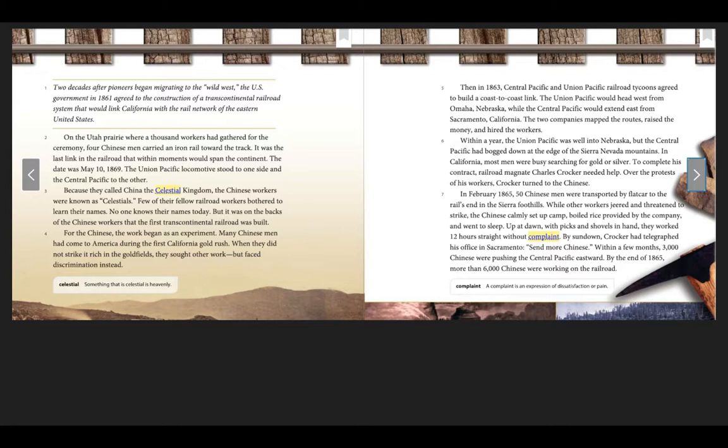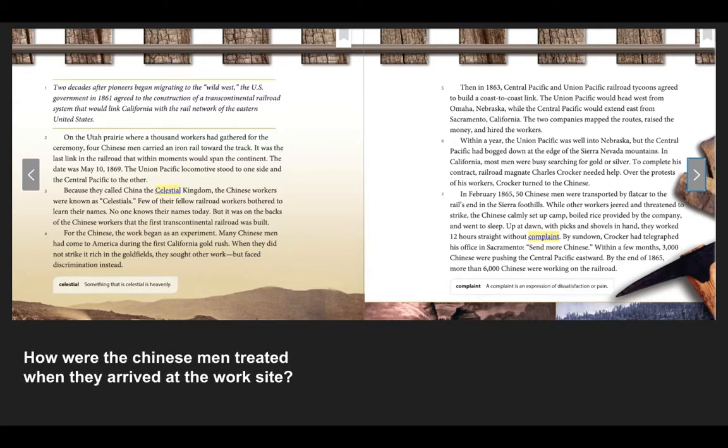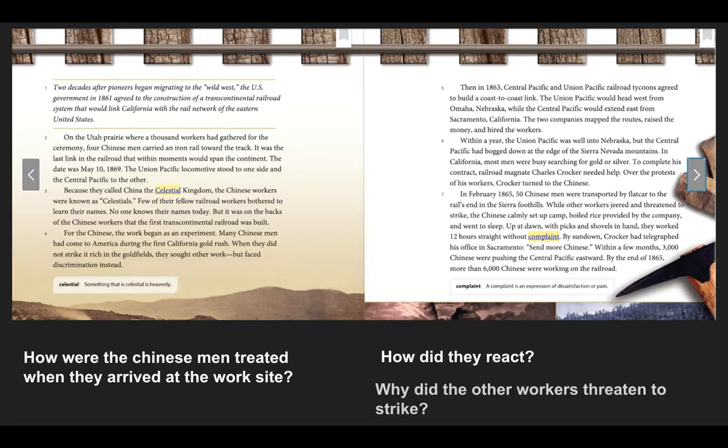How were the Chinese men treated when they arrived at a work site? Well, as we can see from the text, they were treated pretty badly by the other workers. How did the Chinese men react? Well, it says here in the text that they ignored the other workers and just set up their camp, cooked their food, and went to bed. Why did all the other workers threaten to strike? They may have worried that the Chinese workers were going to take their jobs.